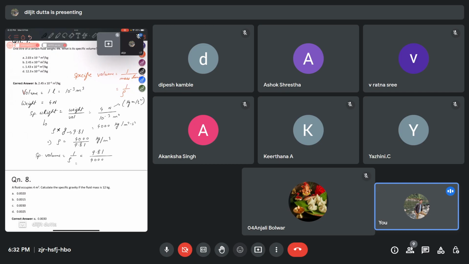So again here, if we solve, the 4000, 3 zeros, will come as 10 to the minus 3. If we divide 9.81 by 4, it will come as 2.45 into 10 to the power minus 3 meter cube per kg. This is how you find the specific volume.